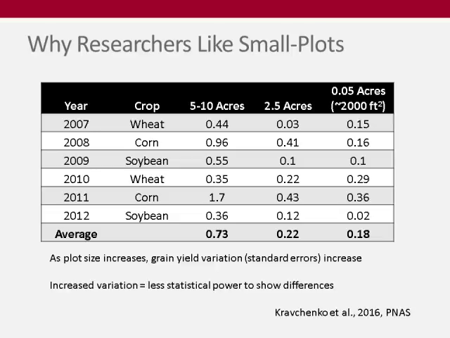So, any questions on this? Is this clear? We shrink plots. It makes sense, right? We shrink plot size. We shrink all the variability that we see in terms of soil type and edge effects, weed populations, disease, et cetera, et cetera. Okay.